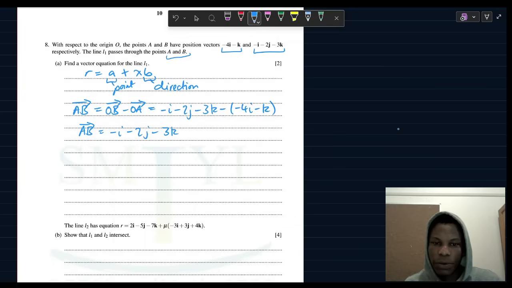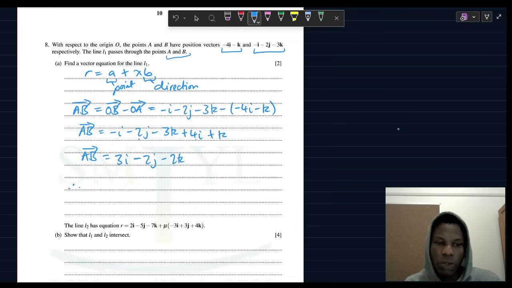And so you get that AB is equal to negative i, negative 2j, negative 3k. If we multiply through by the negative sign, that's plus 4i minus minus k, so plus k. And so AB has to be negative i plus 4i, that's 3i, negative 2j, there are no other j's, so just negative 2j, and then negative 3k plus k, that's negative 2k. And so this is the direction vector of our line.